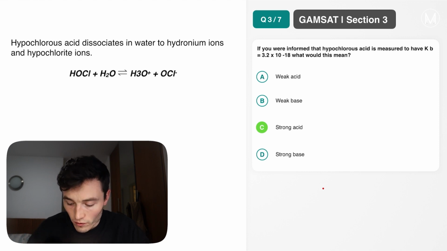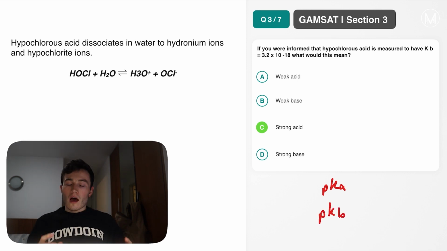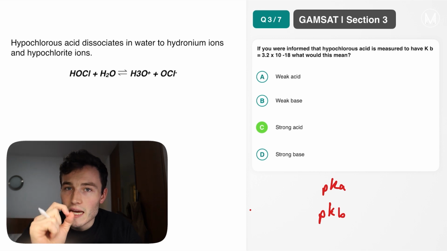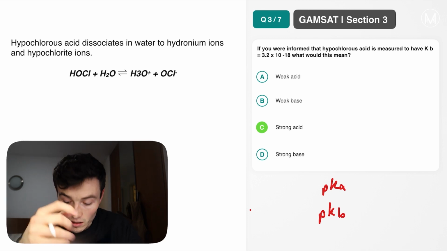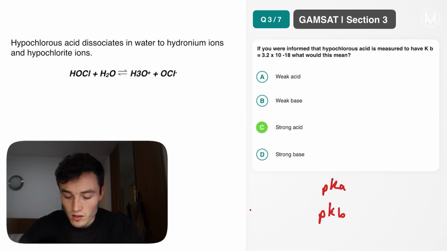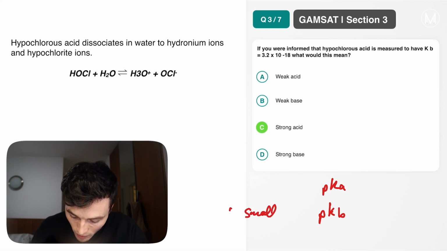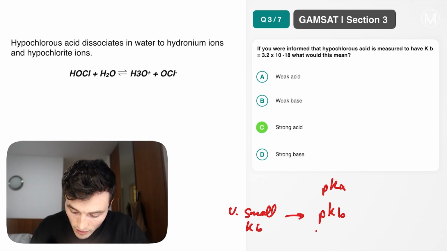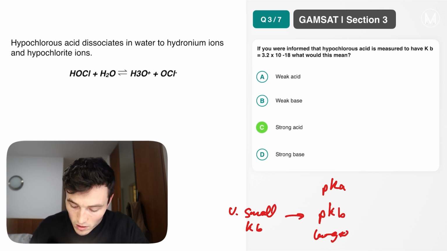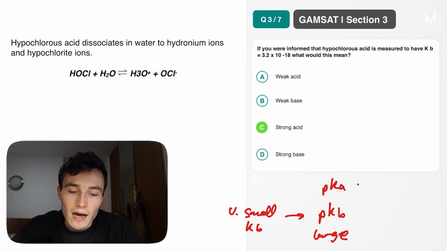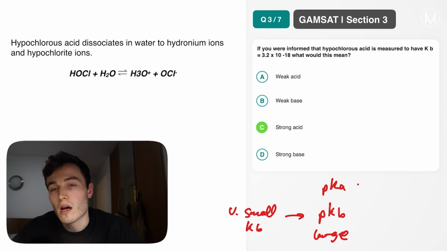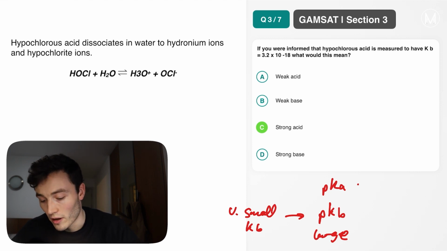But one thing to point out as well about Ka and Kb is that this is where logs come into it as well. Often you will see pKa or pKb, and these are the negative base 10 logarithm of the given value. And what that means is that if you have a really, really small Kb, that actually implies you'll have a large pKb. And essentially, it's just important to know that, because often there are certain calculations that you may have to do that will involve Ka or Kb.